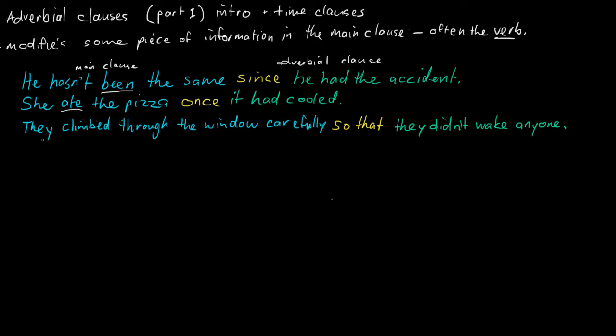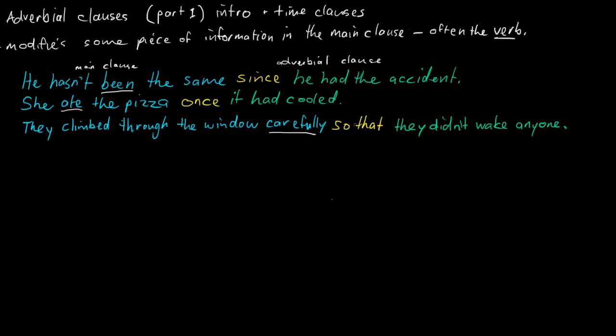Now this one is slightly different. So this is your main clause. They climbed through the window carefully so that they didn't wake anyone. Well, they didn't climb through the window in order not to wake anyone. They climbed through carefully so that, or in order to not wake anyone, so that they wouldn't wake anyone. So "carefully" is actually being modified here. So it's your adverb that's being modified by the adverbial clause. And I might also point out that these are both indicating time, "since" and "once", whereas this is your reason for doing this. So climbing through carefully, the reason is not to wake anyone.